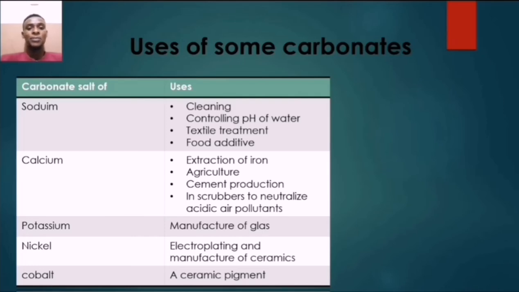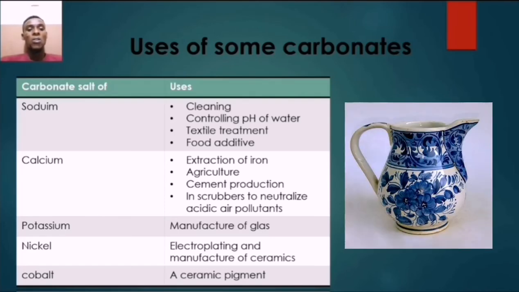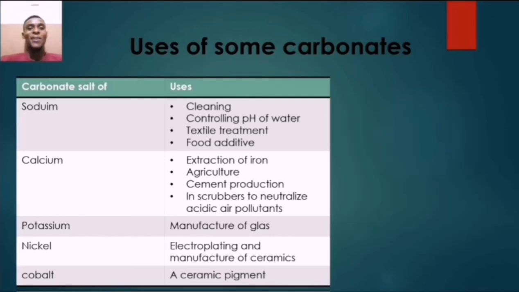Now, moving on to the next, potassium, we're told, is used to manufacture glass, and I also want to add to that that sodium carbonate is used to manufacture glass. Nickel is used in electroplating and manufacture of ceramics. Cobalt is used as a ceramic pigment.